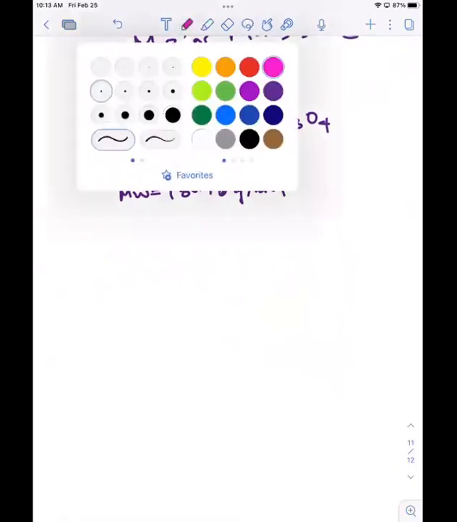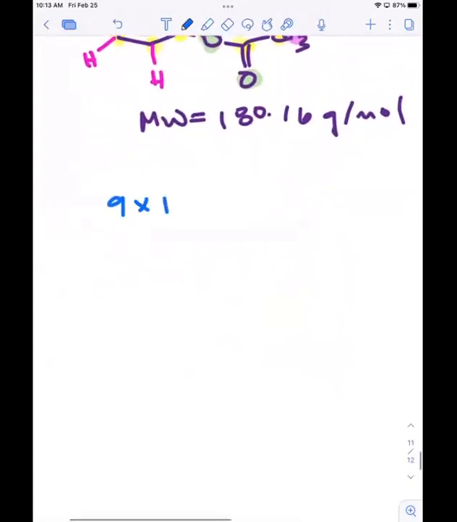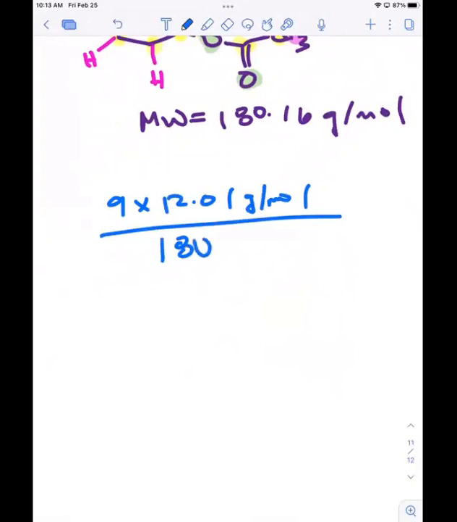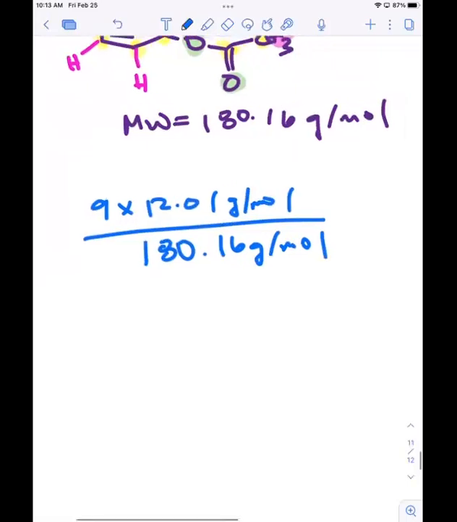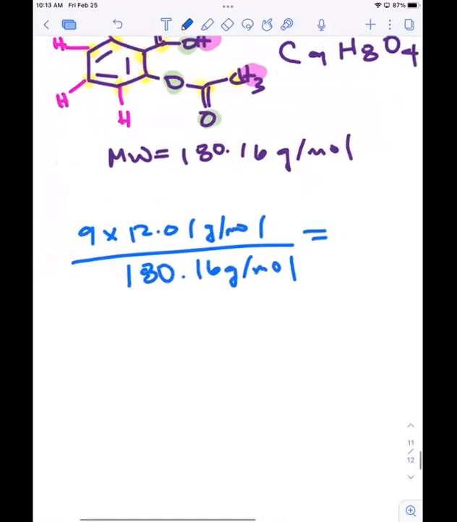So let's take the carbon. We're going to say that we got 9 carbons. So this is going to be 9 times 12.01 grams per mole divided by 180.16 grams per mole, right? And the grams per mole is going to cancel. So 9 times 12.01, what is that? 108.09.